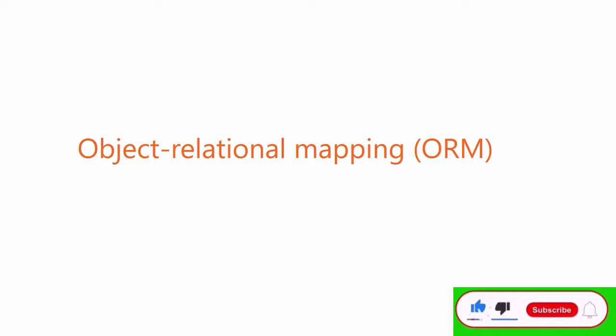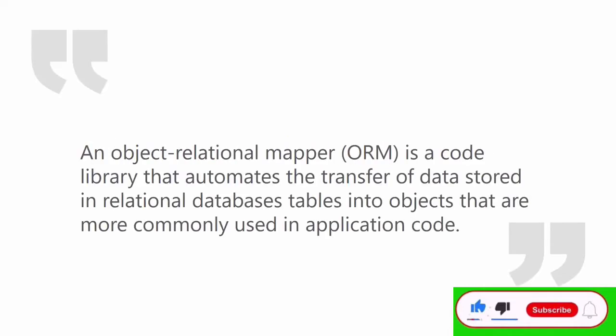In this lecture, we are going to be discussing Object Relational Mapping, ORM. This is a very important aspect of building an MVC application. An Object Relational Mapper, ORM, is simply a code library that automates the transfer of data stored in a relational database table, such as a MySQL table like the one we created in the last lecture, into objects that are more commonly used in application code.